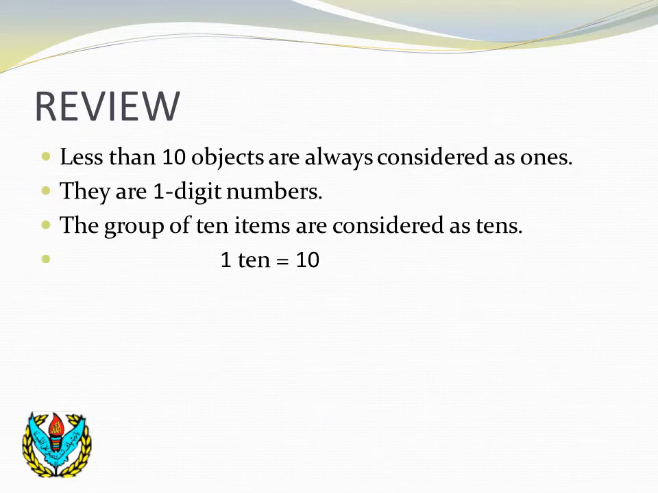In the previous lecture, we learned that less than 10 objects are always considered as ones. They are one digit numbers. जैसे कि 0 से लेकर 9 तक जो हमारी काउंटिंग है वो वन डिजिट नंबर्स होते हैं और उनको हम वंस कंसिडर करते हैं. Then the group of 10 items are considered as tens. अगर वंस का हम ग्रुप बना लें और 10 आइटम्स को मिला लें तो वो 1 टेन बन जाता है. 1 ten is equal to 10.